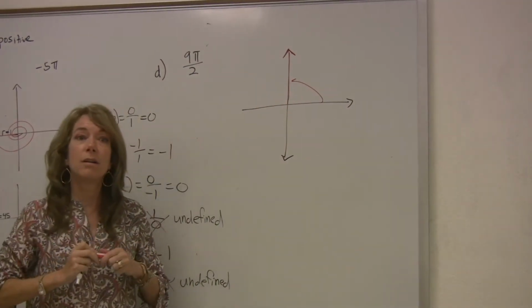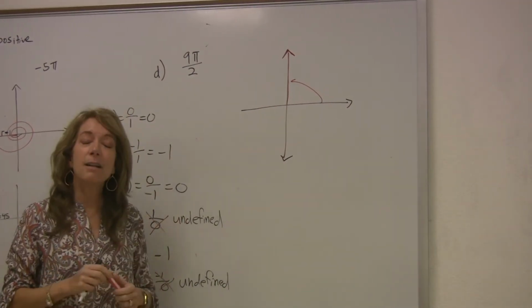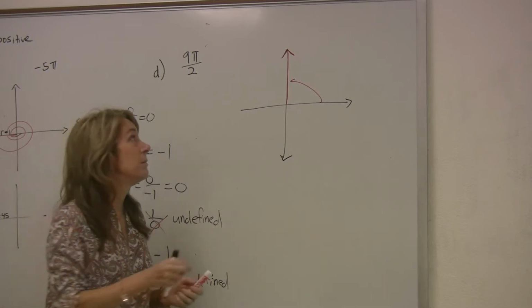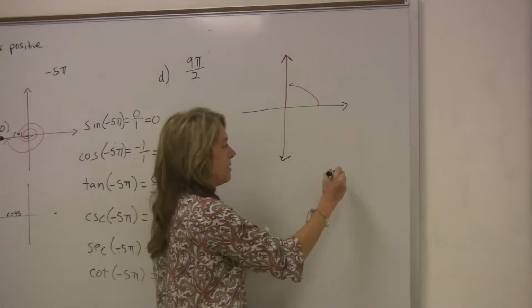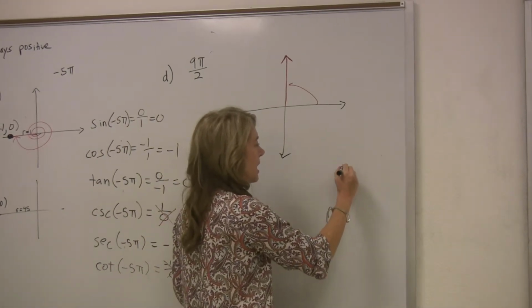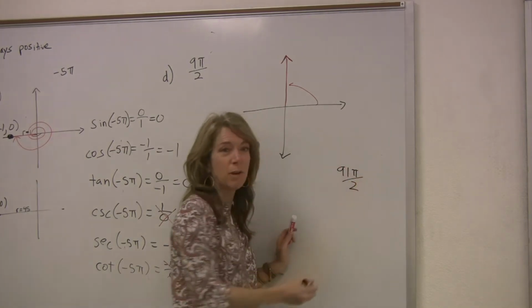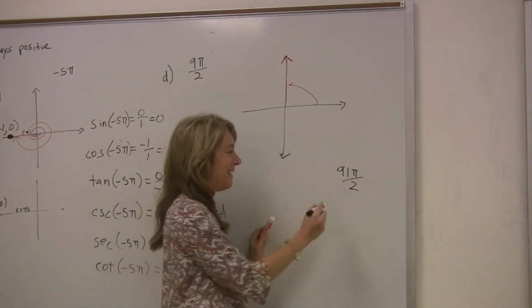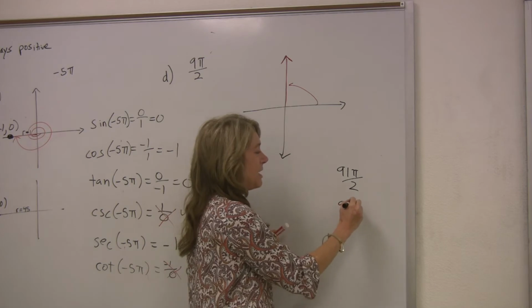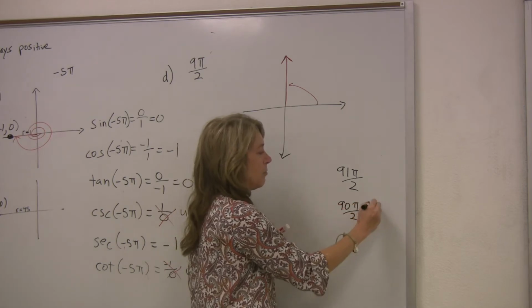What would be your tip for if it was just a huge pi, like you said? Look for multiples of 2 pi. Okay. So if, let's say the problem happened to be 91 pi over 2. I don't want to count to 91, right? I would have done 90 pi over 2 plus this extra one.